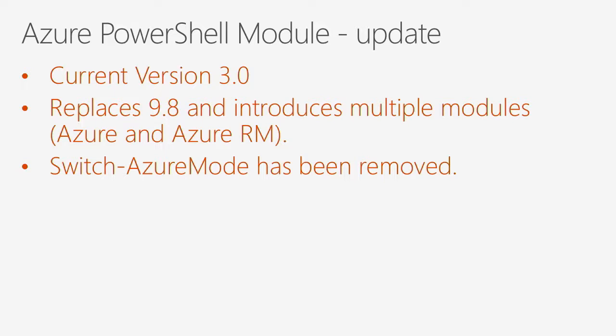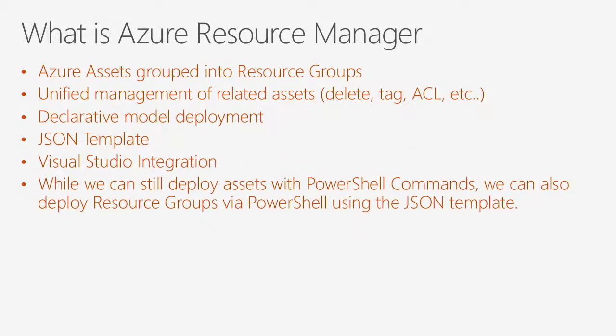In 0.9.8, we actually had a switch, the Switch-AzureMode cmdlet in the PowerShell module, that switched between the two. Post 0.9.8, we actually have two different modules, one for Azure version 1 and one for Azure version 2. All I'm going to be focusing on is Resource Manager in this session. That said, what is Azure Resource Manager? If you came to my session yesterday, we talked about this quite a bit.